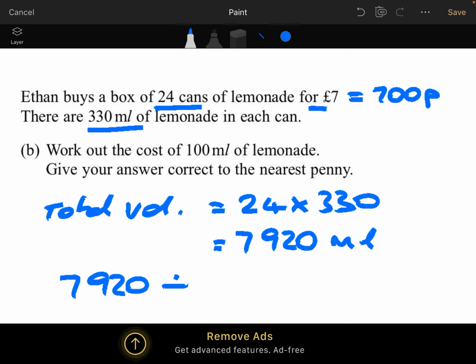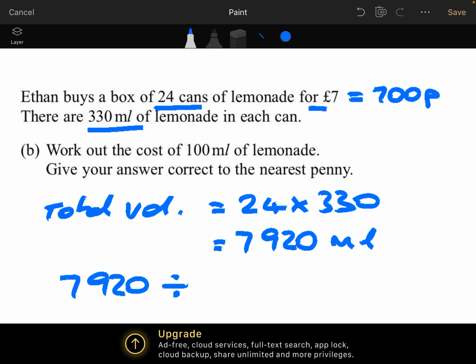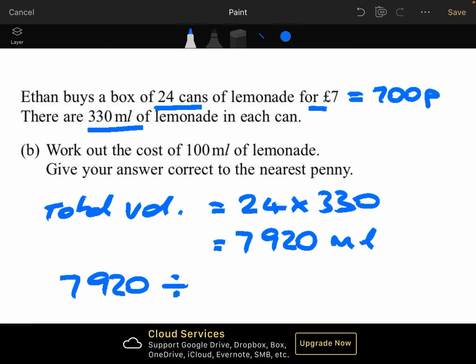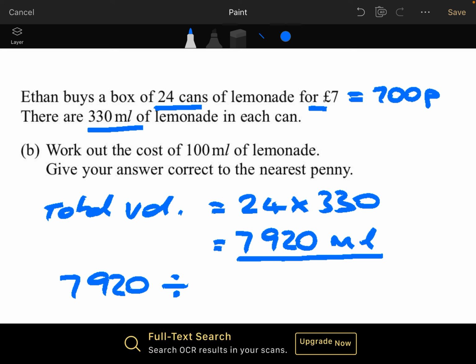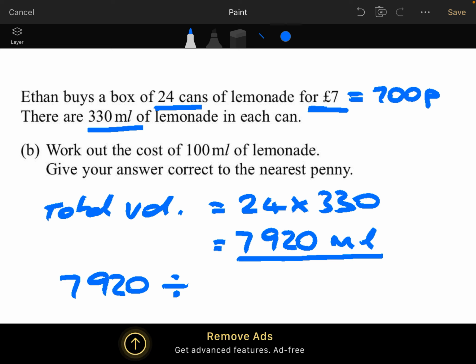7,920 divided by, let me think how we're going to do this. Sorry, I'm just having a bit of brain freeze at the moment. So let's recap what we're doing. We've got 7,920 millilitres of stuff, and it cost us £7. And we were trying to get it down to 100 millilitres, aren't we?